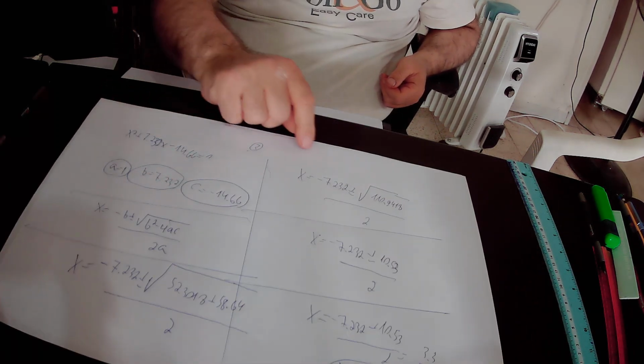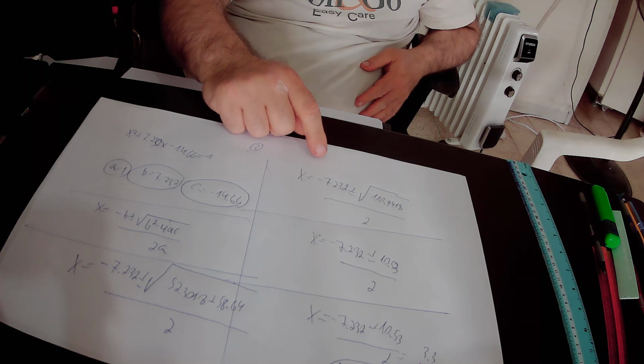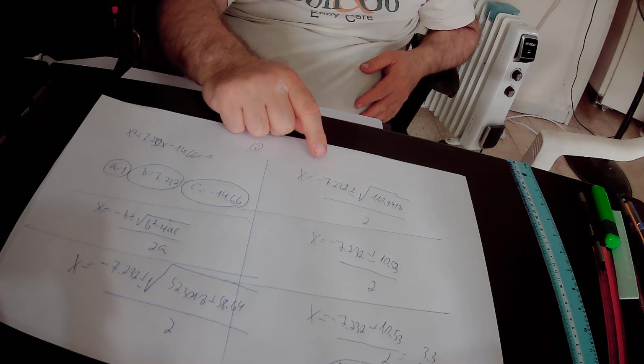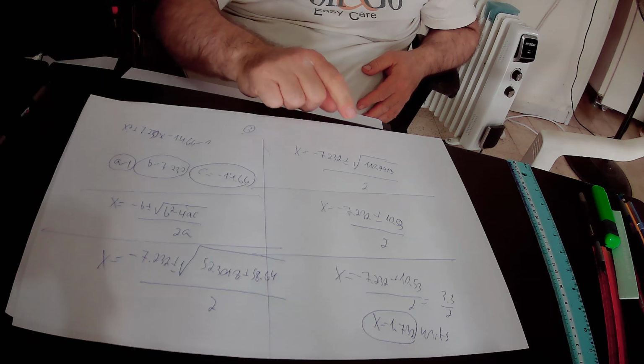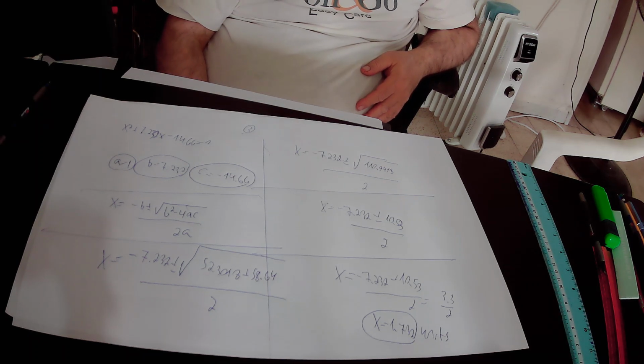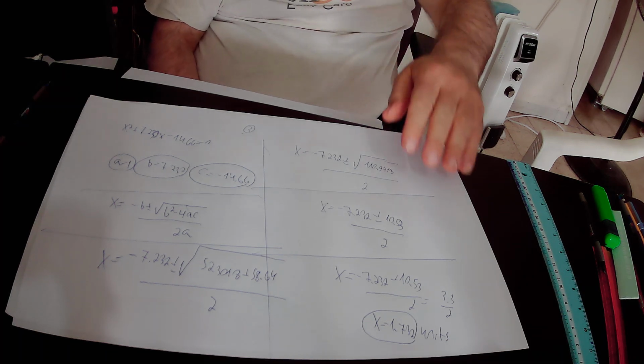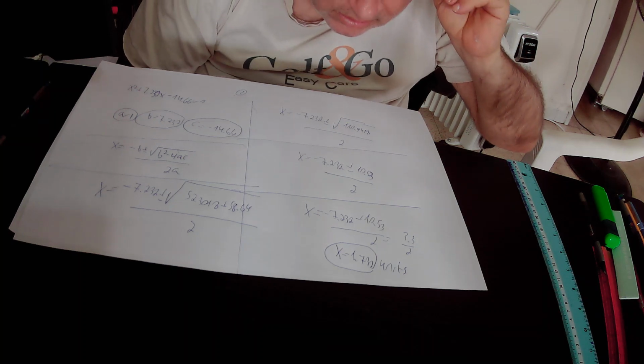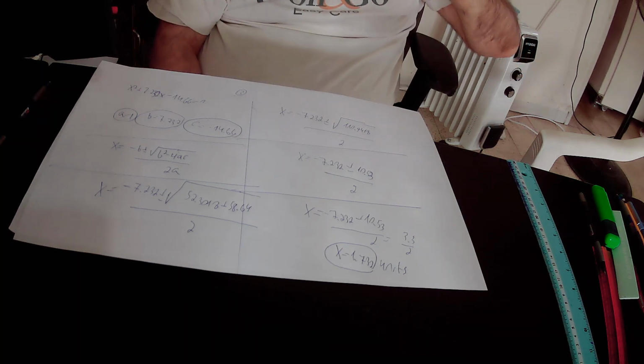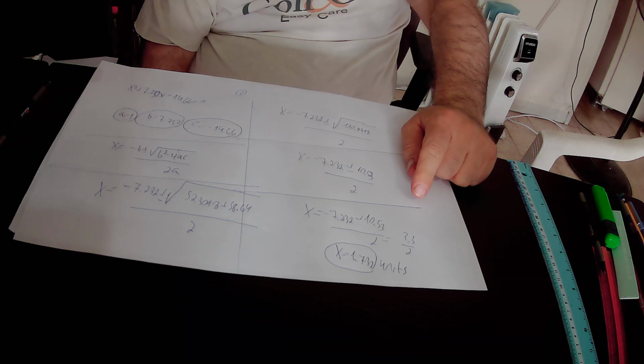And we found that x equals minus 7.232 plus or minus the square root of 52.3018 plus 58.64, which equals 110.9418, divided by 2. So x equals minus 7.232 plus or minus the square root of 110.9418, which is 10.533, divided by 2.